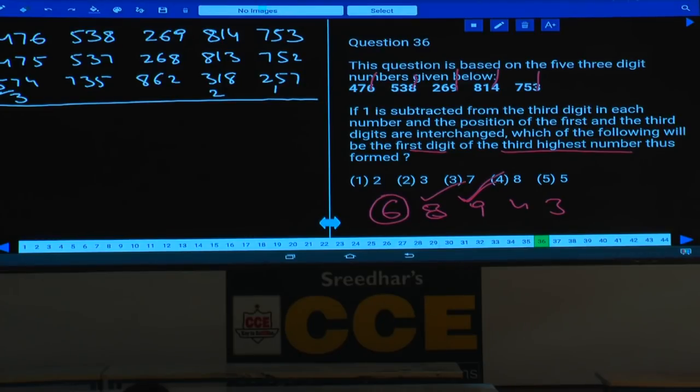Third highest is which number? 476. And what is the answer here? Now the question is about what? 476 is the third highest number, out of which the last digit is coming to the first place. And what happens to the last digit here? 1 is subtracted, 6 minus 1, 5 is the answer. Follow here? Now for that one there is no necessity to work out the entire procedure. He has given this entire conditions in order to waste your time only.